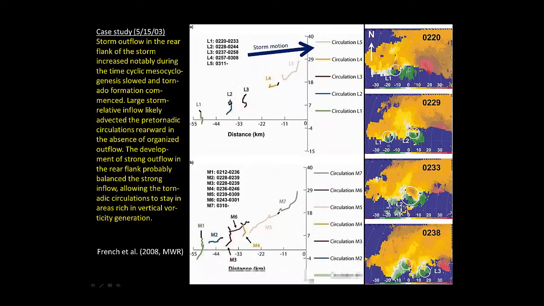If we look at the right here, you can see L1, low-level meso 1 on the rear flank, and with time, that was simply advecting rearward because the storm-relative inflow was reported to be very strong. It was actually overpowering the outflow. And then a new low-level meso formed a little bit later that strengthened, and again, that moved rearward relative to the storm motion, and a new one developed on the front flank. But eventually, once the gust front strengthened and they had some sort of a quasi-balance, then they could get a longer-lasting meso and tornado.